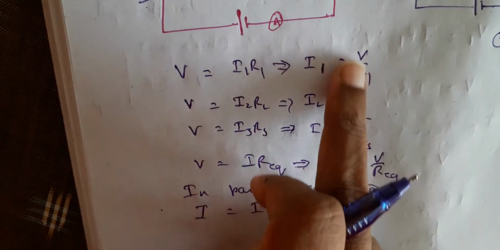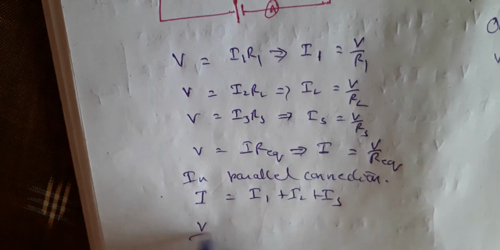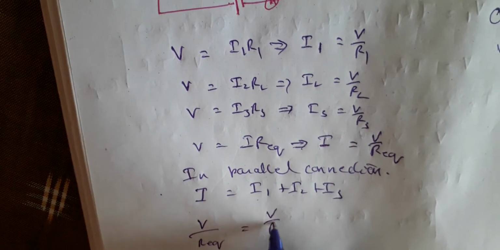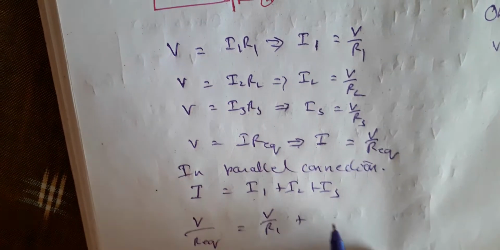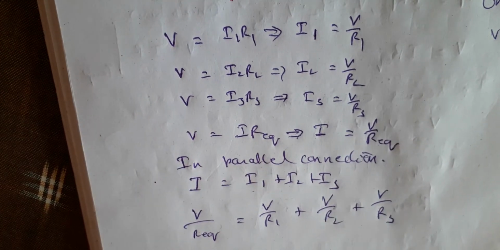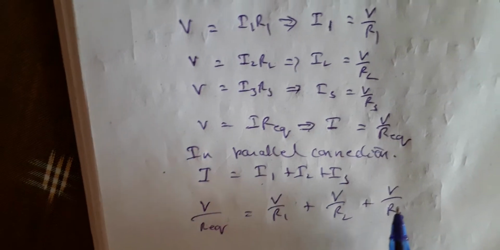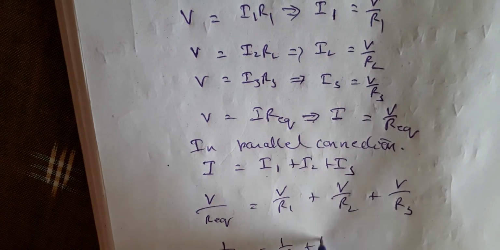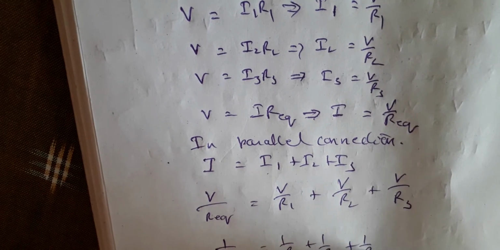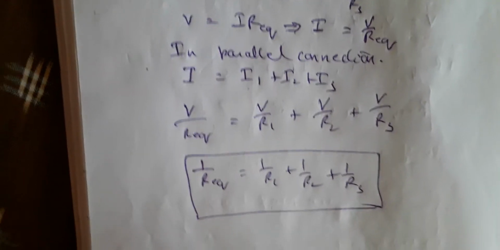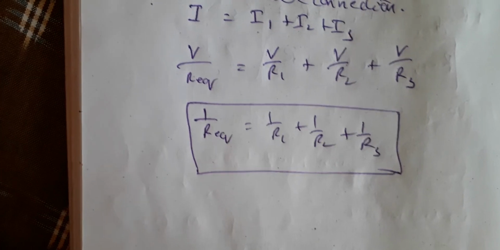Now substituting the values of current in this. V by R equivalent is equal to, in place of I1, V by R1, in place of I2, V by R2, in place of I3, V by R3. V is common everywhere, hence we can cancel it. So 1 by R equivalent is equal to 1 by R1 plus 1 by R2 plus 1 by R3. This is how we can find out the R equivalent, that means the equivalent resistance when resistors are connected in parallel.